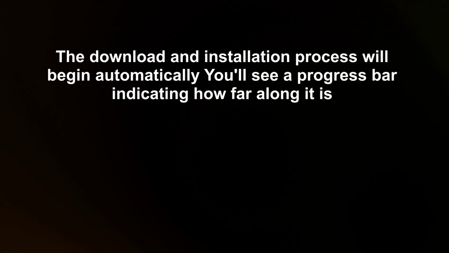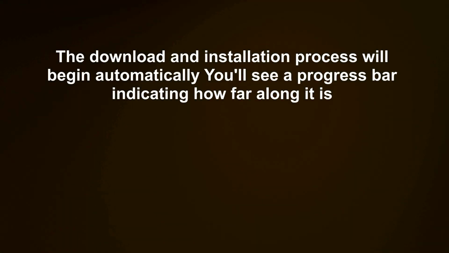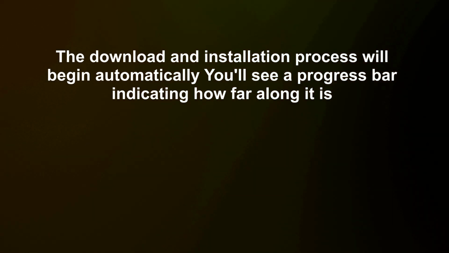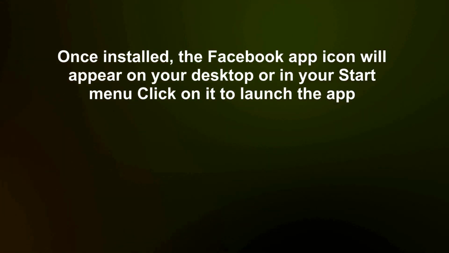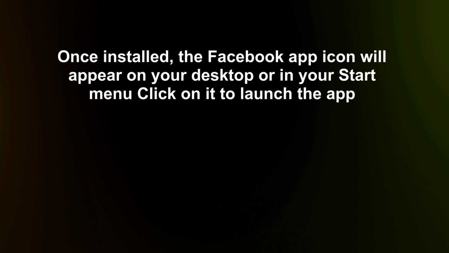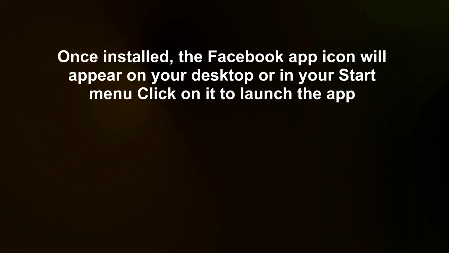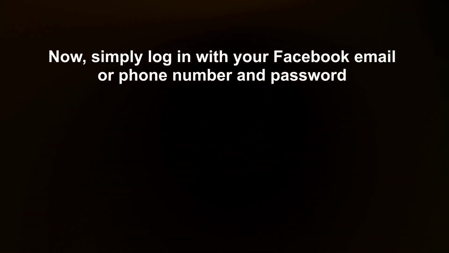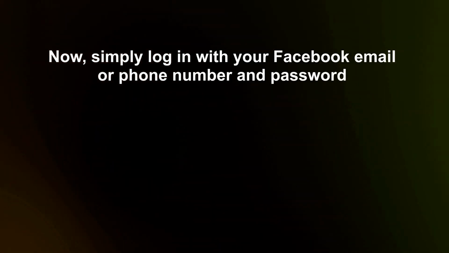The download and installation process will begin automatically. You'll see a progress bar indicating how far along it is. Once installed, the Facebook app icon will appear on your desktop or in your start menu. Click on it to launch the app. Now, simply log in with your Facebook email or phone number and password.